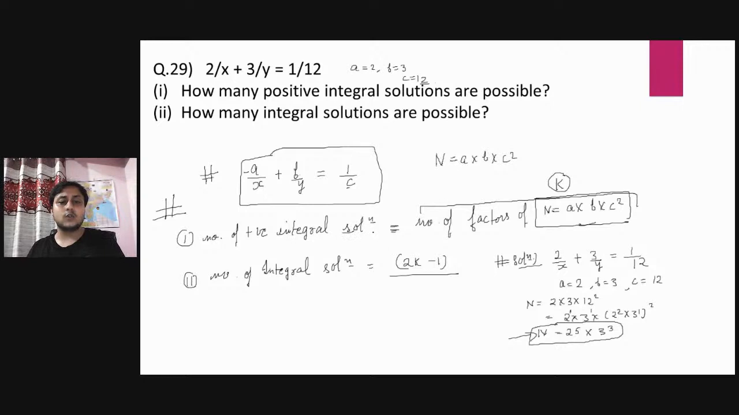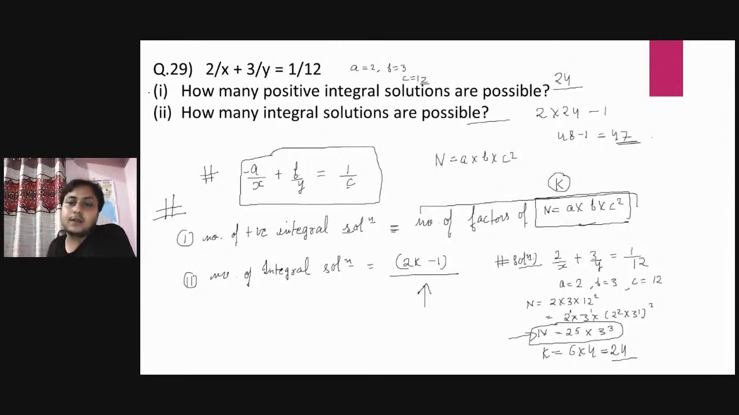So guys, number of positive integral solutions should be number of factors of this number. So number of factors comes out to be, and we assume that number of factors is k. So k should be equals to (power plus 1) into (power plus 1) of the prime factors. 5 plus 1 is 6 and 3 plus 1 is 4. So 24. So total number of factors of this number is 24. So the answer of first one, how many positive integral solutions are possible? 24. And for integral solutions, use this formula. We'll get 2 into 24 minus 1, means 48 minus 1. That comes out to be 47 directly. 47. Got it, guys?